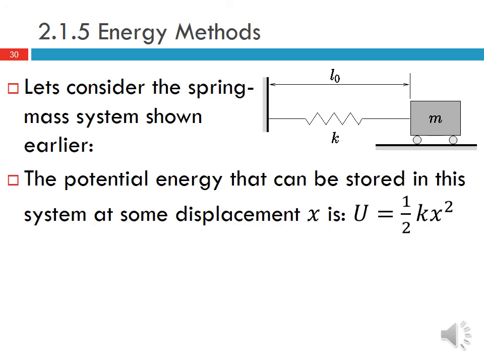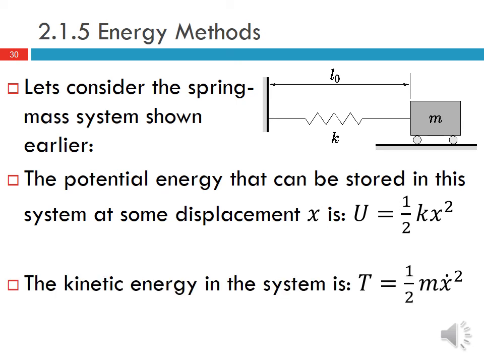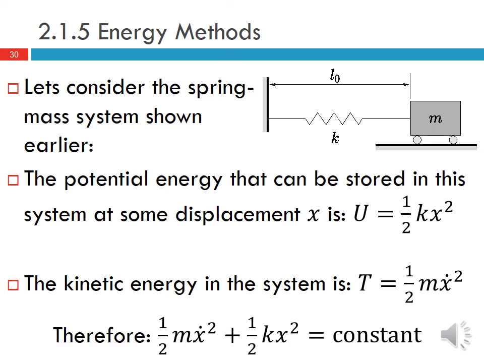The potential energy that can be stored in this system, at some displacement x, is U equal to 1/2 kx squared. This is the potential energy stored in the spring. The kinetic energy of the system is given by the motion of the mass, so T is equal to 1/2 mv squared, or 1/2 m x dot squared. Our kinetic plus potential energy is a constant, so 1/2 m x dot squared plus 1/2 kx squared is equal to a constant.